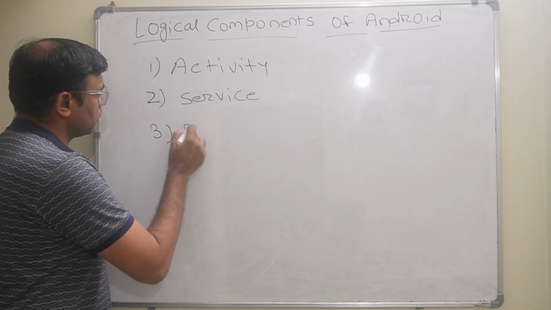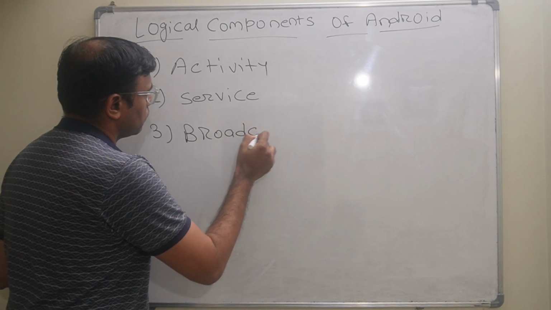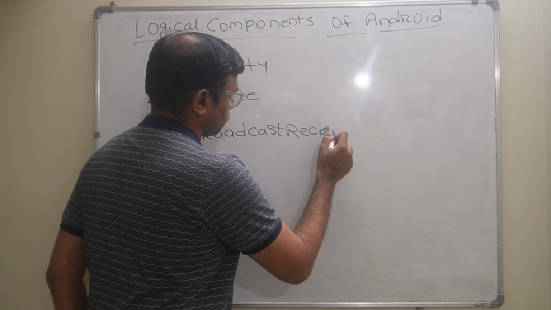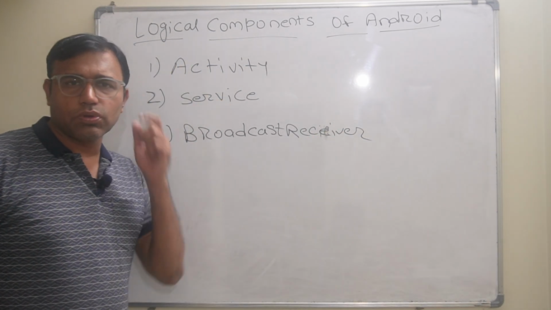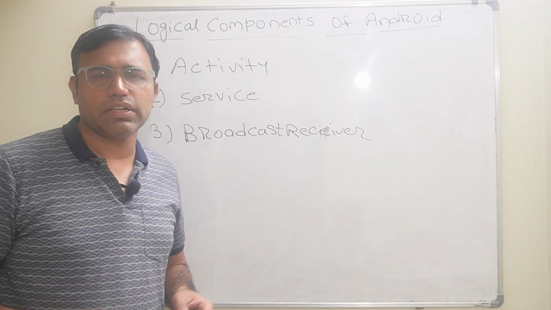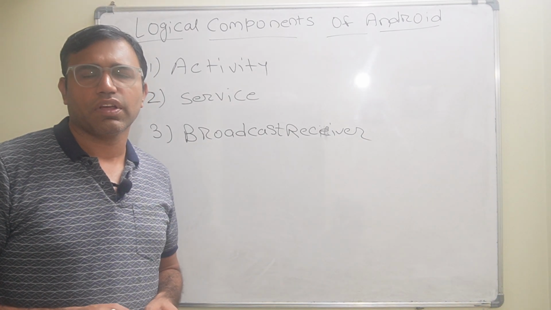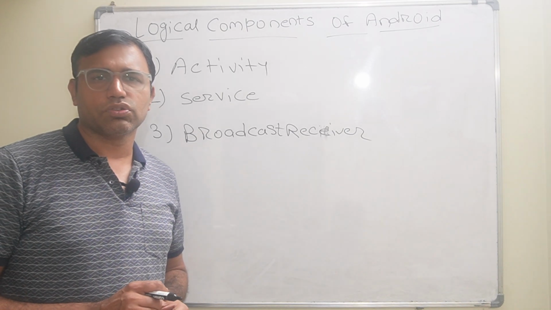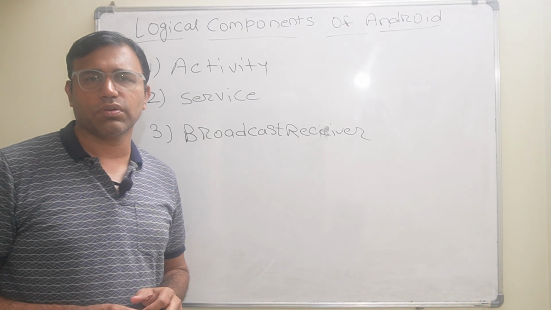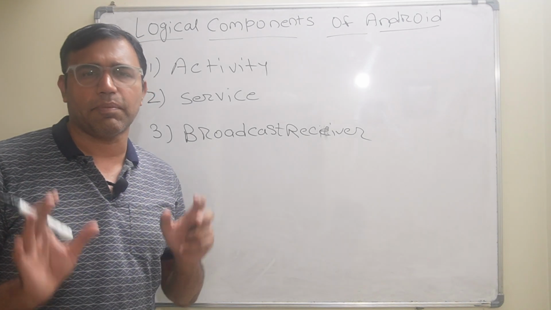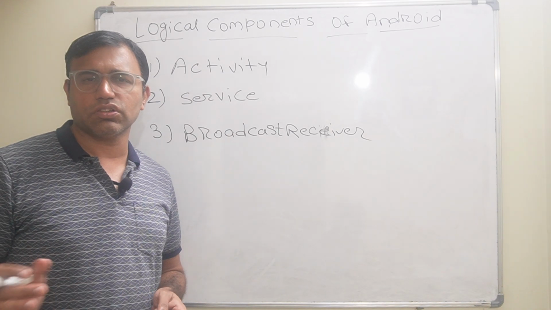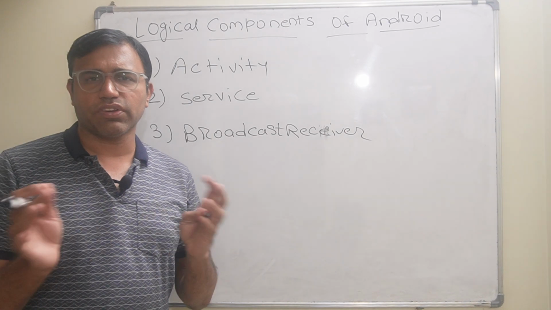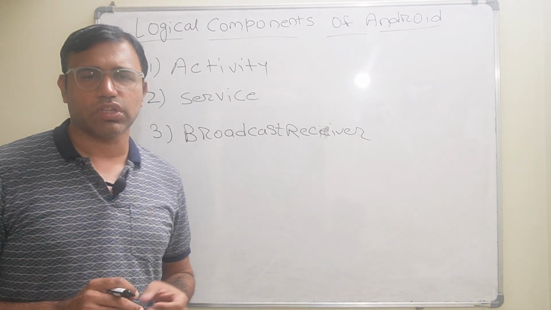Third logical component is broadcast receiver. So what is broadcast receiver? If you got an incoming call, or if Wi-Fi is detected, Bluetooth is detected, or if you got a message on WhatsApp, then a broadcast is generated. Broadcast is generated whenever any event happens. Whenever some action happens in your smartphone, a broadcast is generated. Whenever a broadcast is generated, some message tone or some alert message is sent to you. So that is nothing but broadcast.